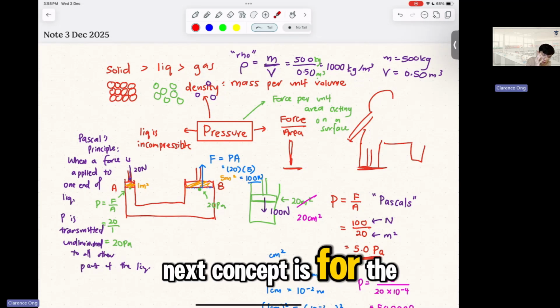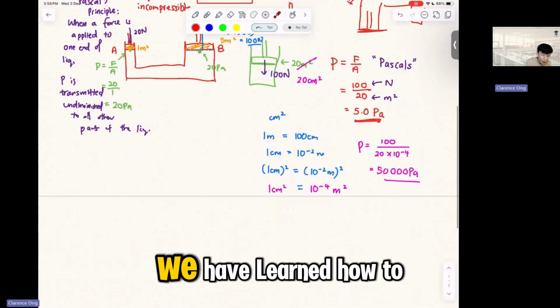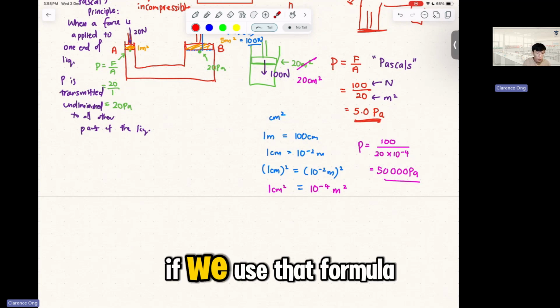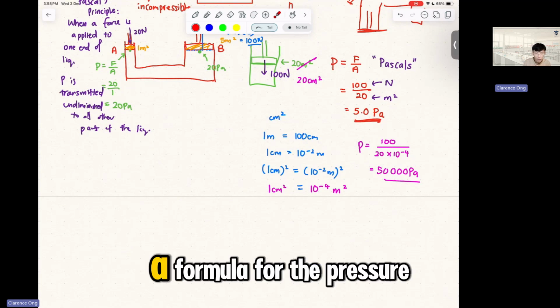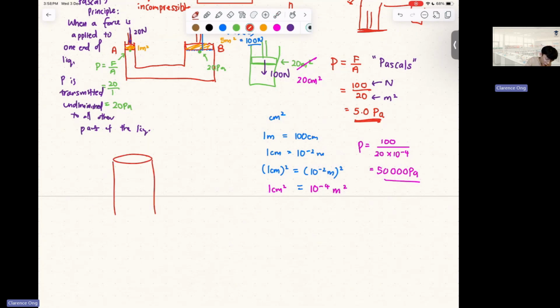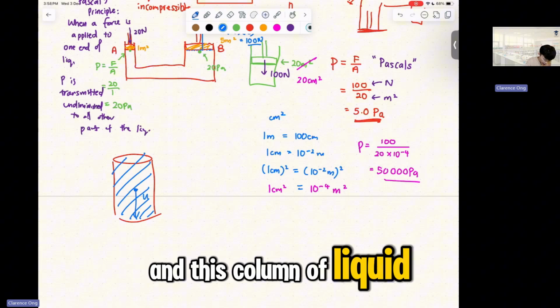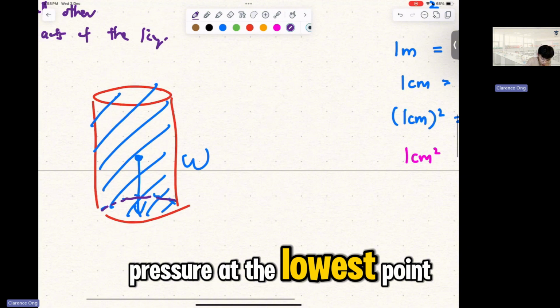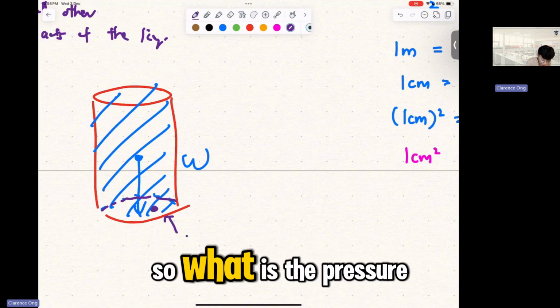Next concept is for the pressure in a liquid. We have learned how to find pressure in general, just using force over area. If we use that formula, we can actually derive a formula for the pressure of a liquid. Let's learn how to do that. Say, for example, I have a column of liquid, and this column of liquid has a weight of W. We want to find the pressure at the lowest point of this liquid. So what is the pressure here?